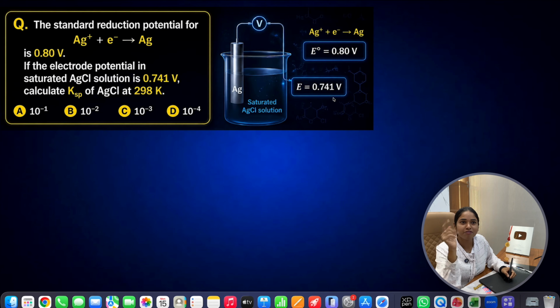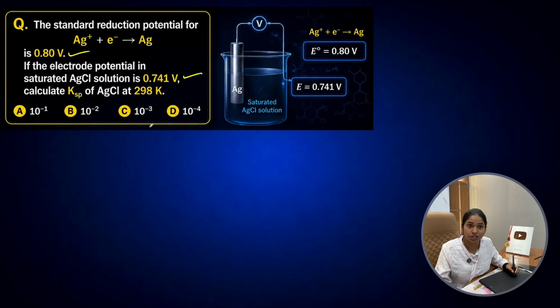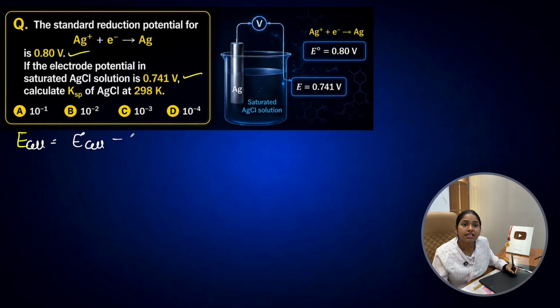Let's see question number 4. The standard reduction potential for the reaction is this one. If the electrode potential in saturated AgCl is this one, calculate the Ksp of the solution. See children, they have given the standard reduction potential, they have given the electrode potential also. Same formula. Use the formula. What is the formula of the Nernst equation? Come on, tell me. E cell is equal to E naught cell minus 0.0591 by n log of products concentration by reactants concentration.